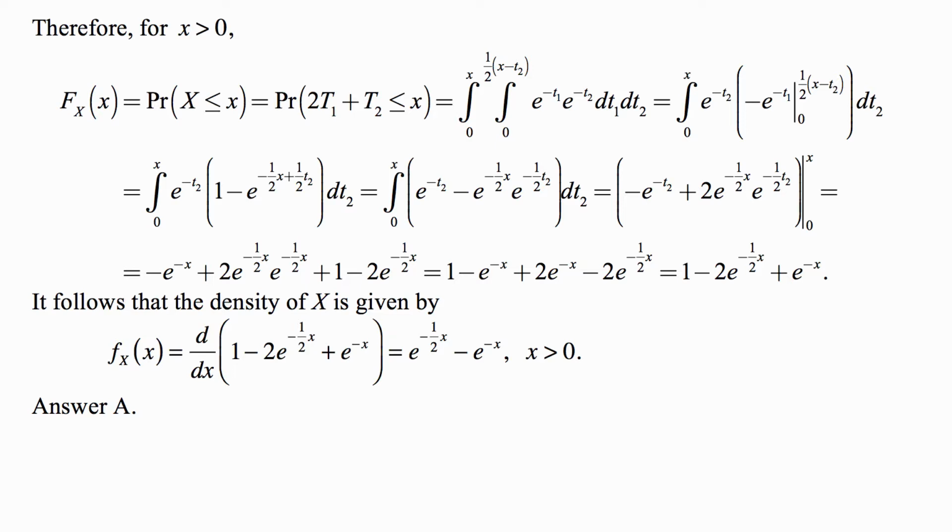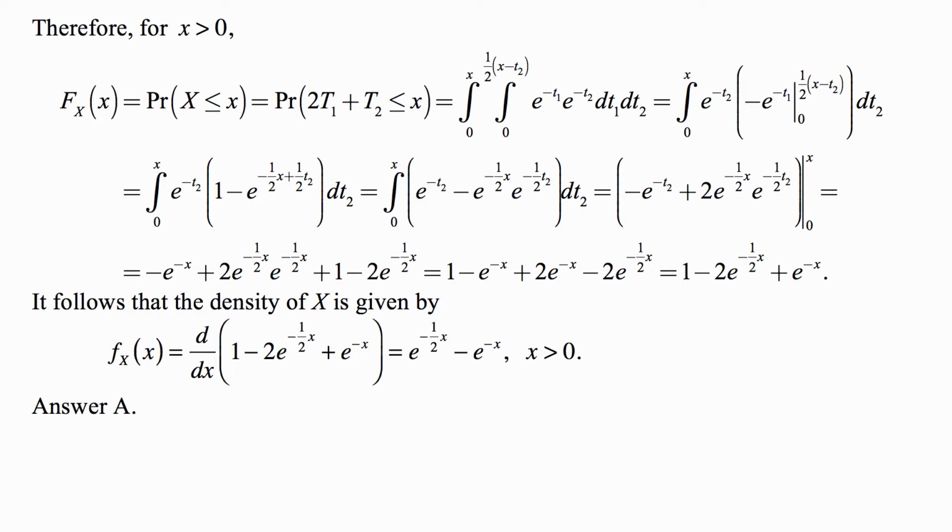So it's the integral from 0 to x, where T2 runs from 0 to x, of the integral where T1 runs from 0 to half of x minus T2, of e to the minus t1 times e to the minus t2, dt1 dt2. So we calculate the integral with respect to T1, which is minus e to the minus t1, and evaluate it from 0 to 1/2 x minus T2. And we get, as a result, 1 minus e to the minus 1/2 x plus 1/2 t2.